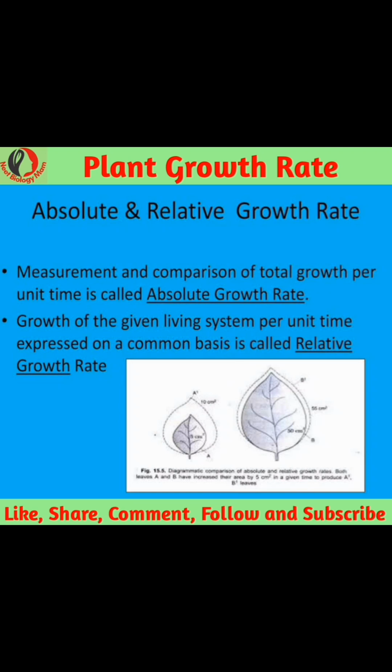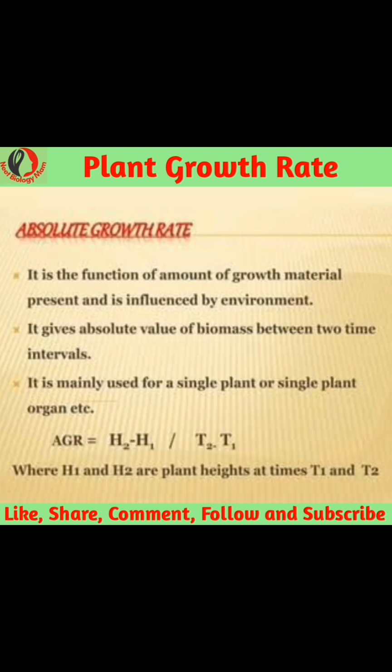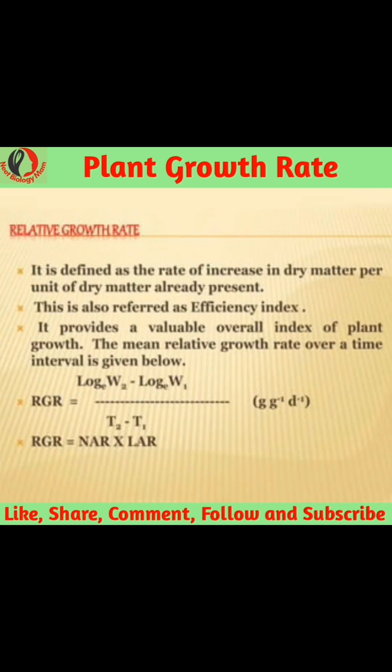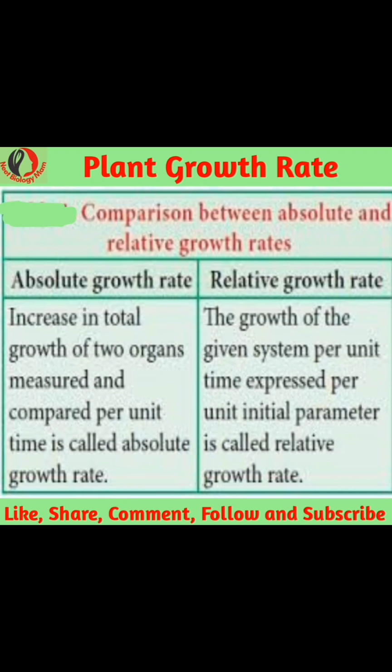Absolute growth rate is total growth per unit time. In the given representation, the absolute growth rate for both leaves is 5 square centimeters per given time. Relative growth is the rate of growth with respect to the initial size. Crop growth rate (CGR) expresses the gain in dry matter production of the crop per unit land area per unit time and is expressed as gram per meter square per day (g m-2 day-1).